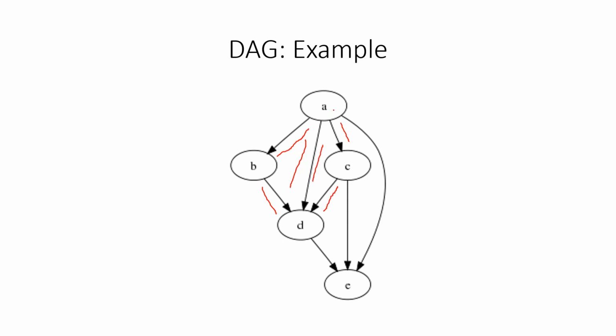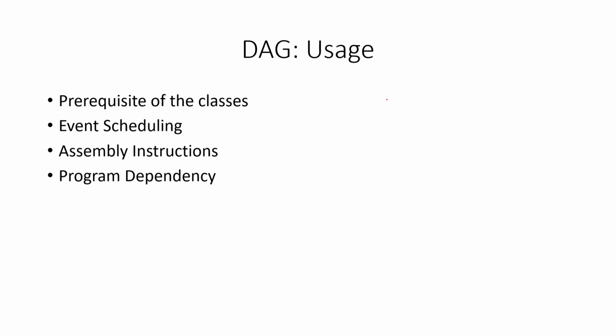If you start to go from A, there is no way to go back to A with different paths. For example, if you want to go to B, then you go to D, then you go to C, and that's it. There's no way back to A. Okay. So a directed acyclic graph can represent many things in real life.